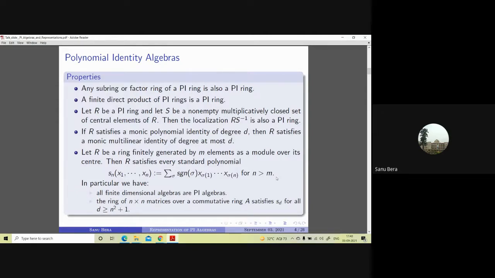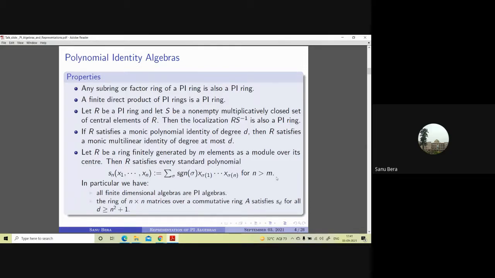Next, one important thing: suppose R satisfies a monic polynomial identity of degree D. Then by the process of linearization, R always satisfies a monic multilinear identity of degree D. Multilinear means that in an identity satisfied by R, the variables may not be linear; maybe some degree 2, degree 3 powers will occur, but by linearization we can construct a new multilinear polynomial identity whose degree is at most D.